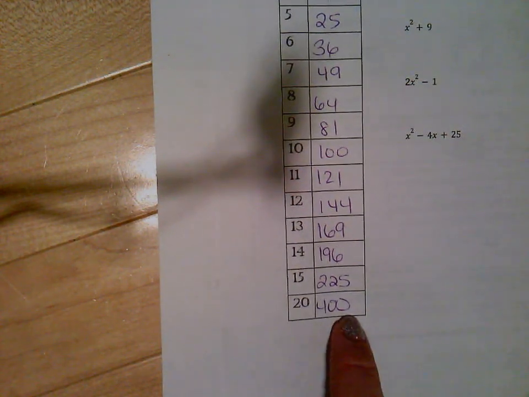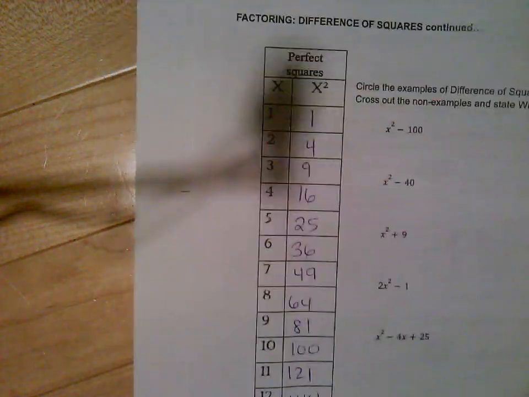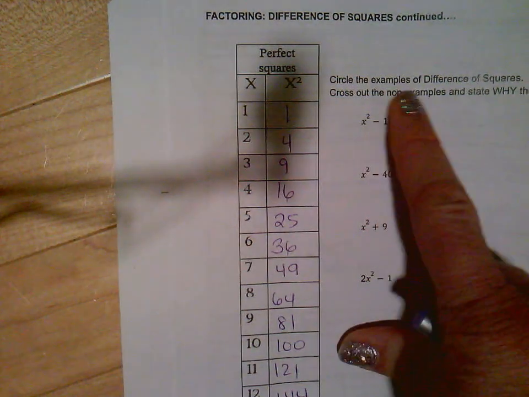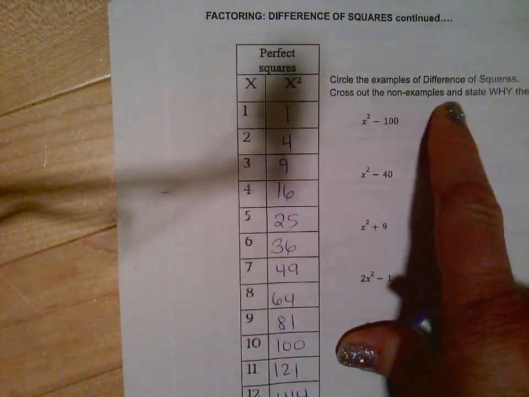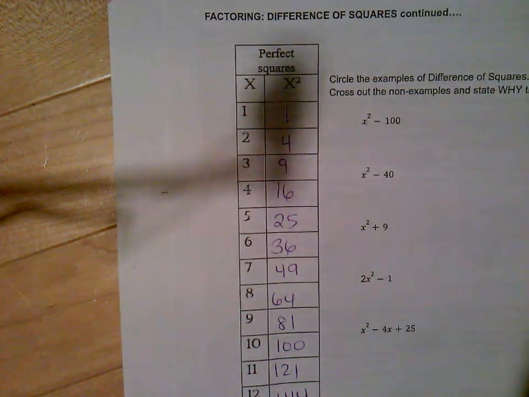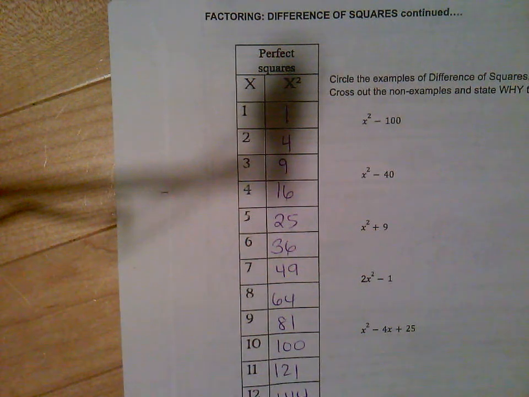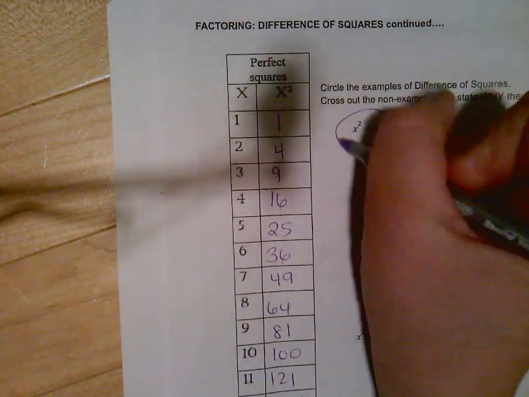All right, so now I'd like you to check your understanding. Circle the examples of difference of squares and cross out the ones that aren't. So there's only one difference of squares in this whole list. This first one is a difference of squares.